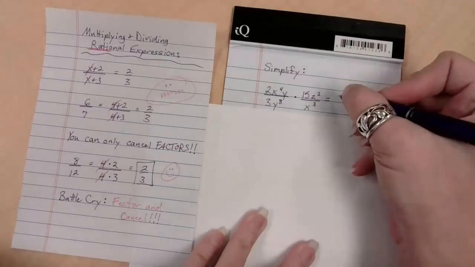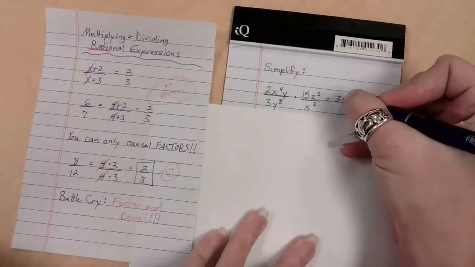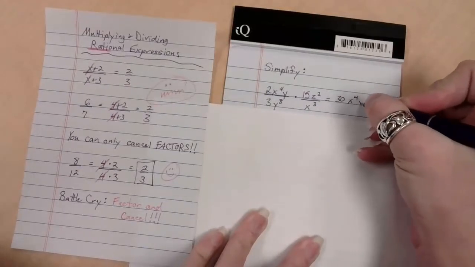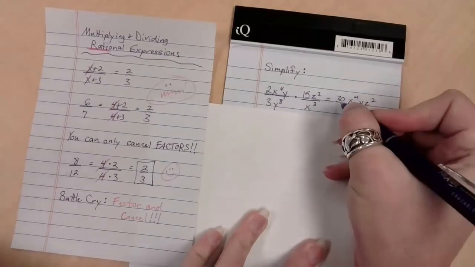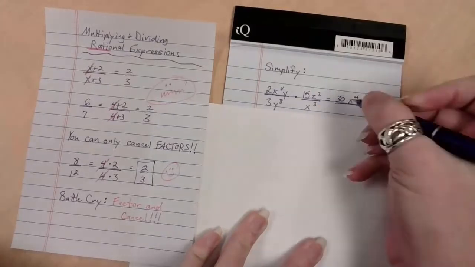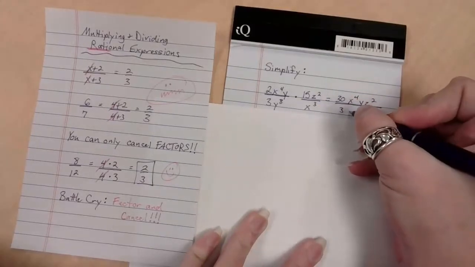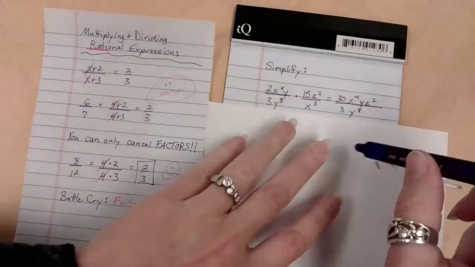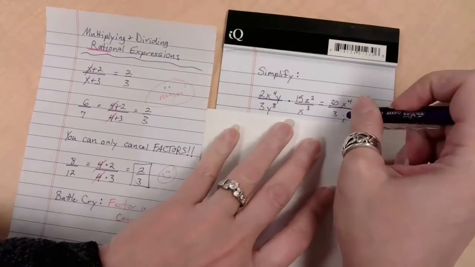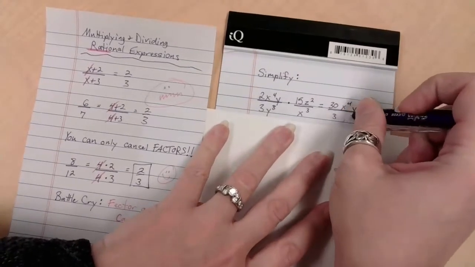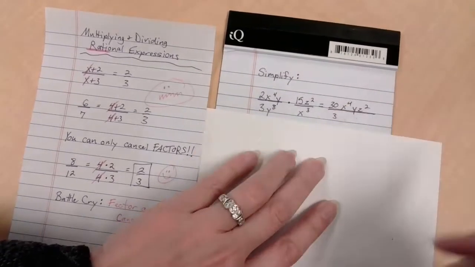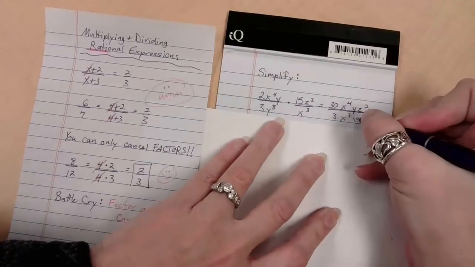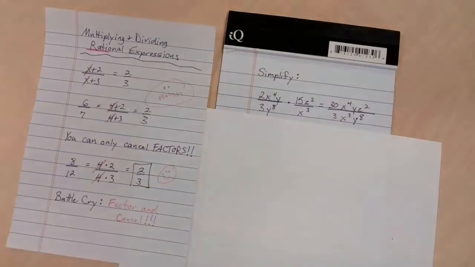So 2 times 15 is 30, and then that's going to be, let's see, we've got an x to the 4th there, we've got a y, we've got a z squared, over, let's see the bottom, I've got a 3, and I've got a y to the 8th, and I've got an x squared. Ooh, humor me, because I'm going to show you something. Commutative property. I can multiply things in any order. I'm going to put the x cubed next, and I'm going to put the y to the 8th on the end of this one.